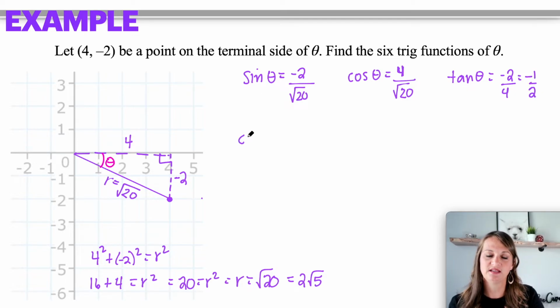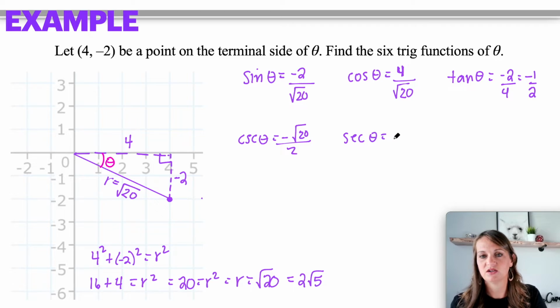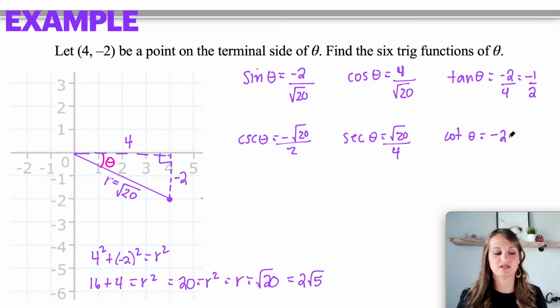Now, cosecant is going to be reciprocal, so it would be -square root of 20 over 2. Secant is going to be the square root of 20 over 4. And cotangent is going to be -2. Now, again, we've also discussed in the past, from Algebra 2, you learned that you cannot have a square root in the denominator.